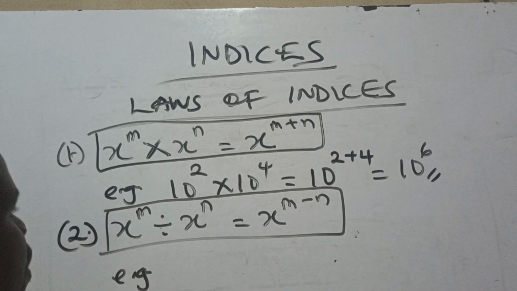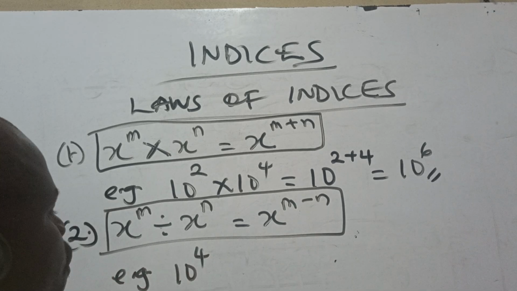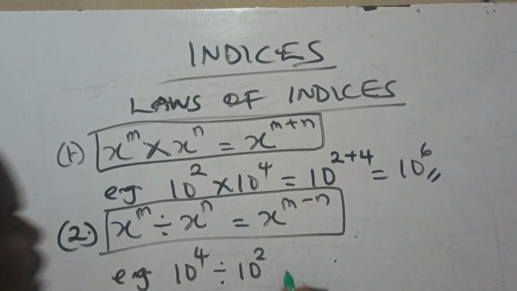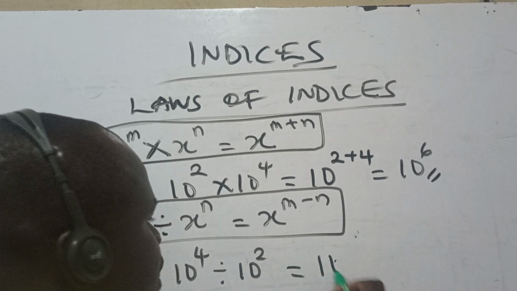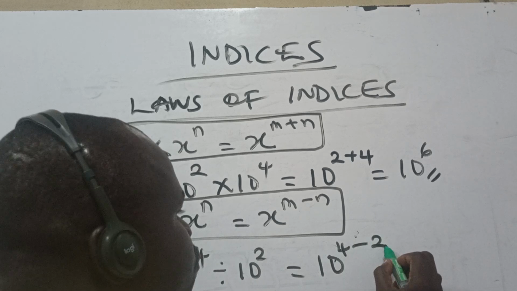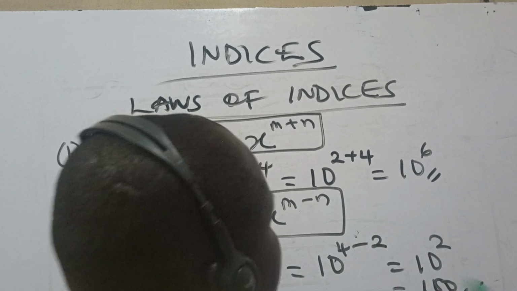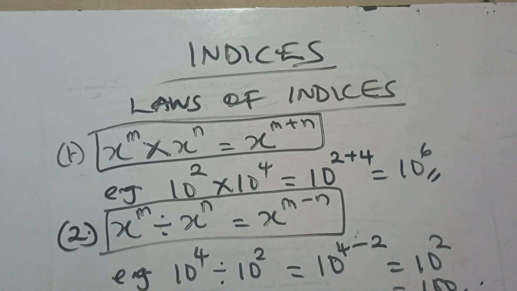For example, when you have 10 raised to power 4 divided by 10 raised to power 2, what do I get here? If you apply the second law, I'm going to get 10 raised to power 4 minus 2, and that is 10 raised to power 2, which is equal to 100. And that is what we are going to get.